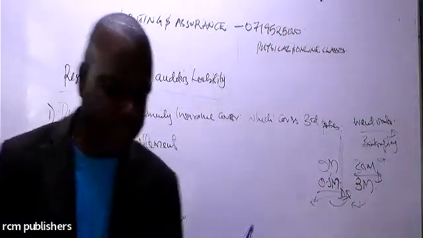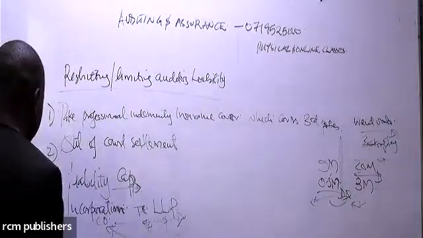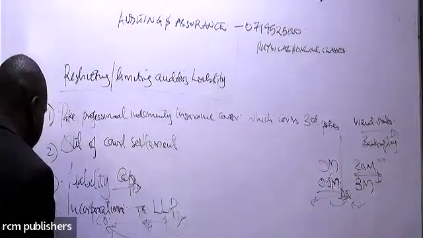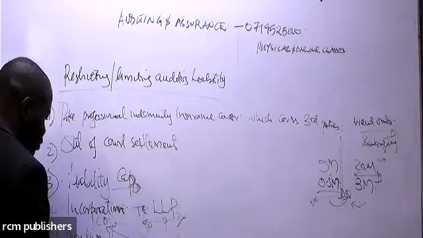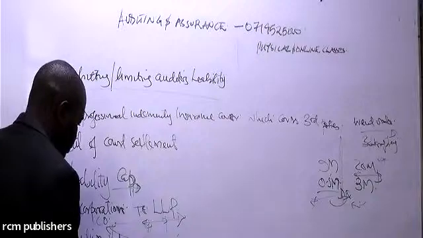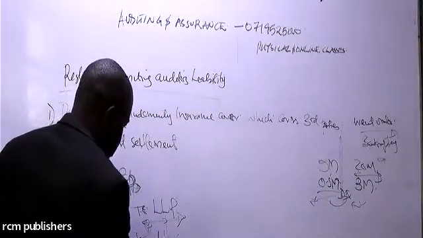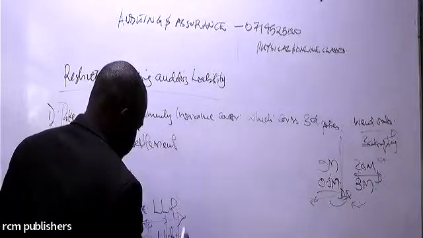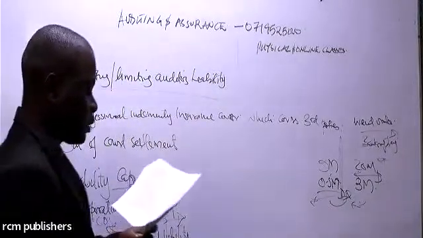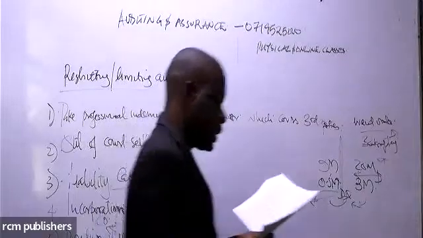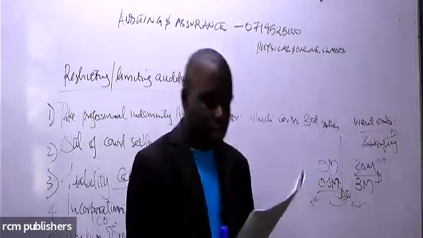And then number 5, providing joint and several liabilities. So the auditor can share liability with the directors of the company by providing a joint and several liability.